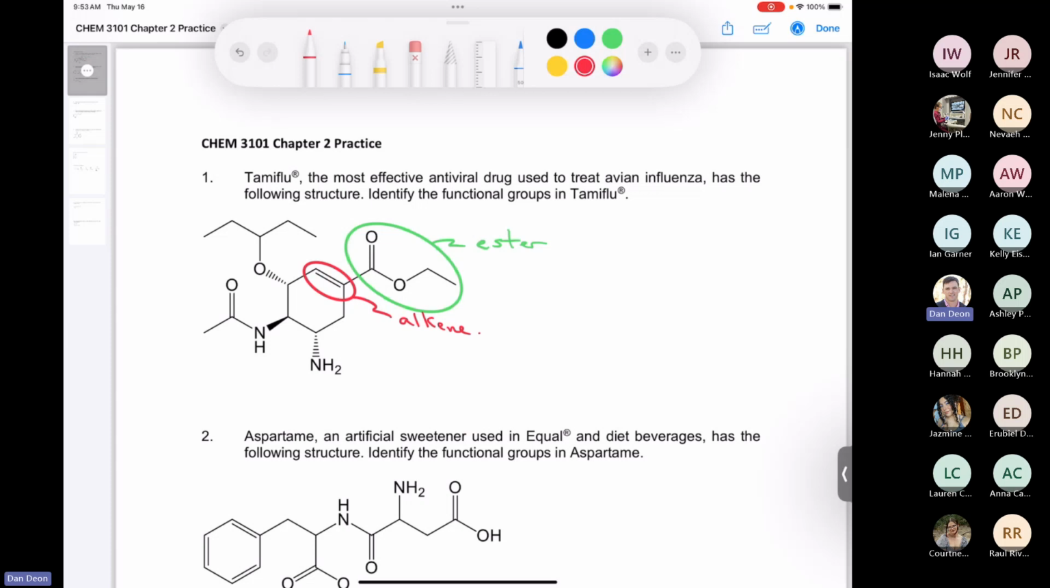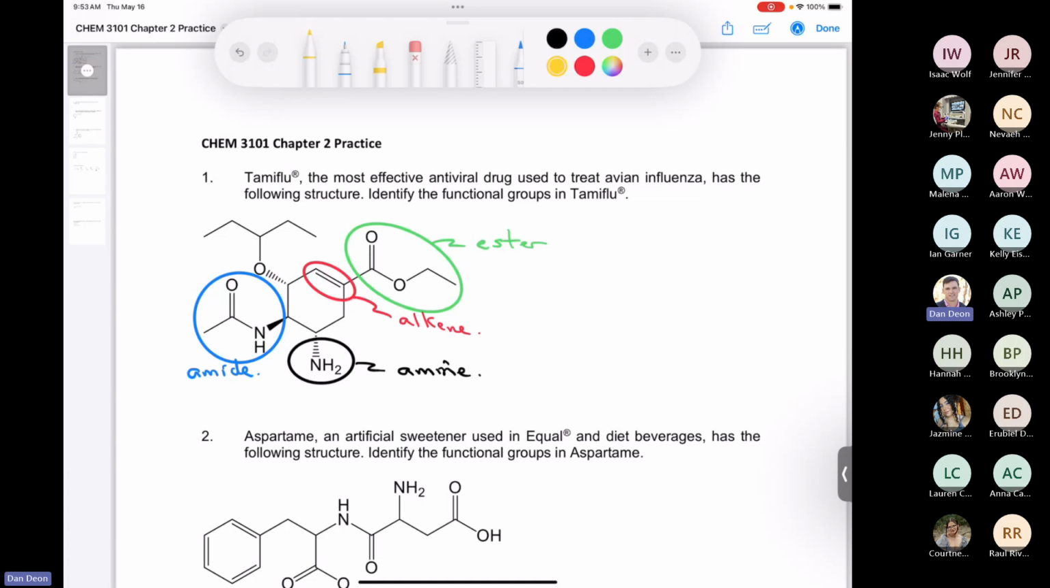What were the other ones? An amide. Yes, absolutely. There's a beautiful amide right here. Yeah, that would be an amide. So amide. There's 2 others. Anybody identify the other ones? Yeah, thanks. There's an amine. Yes, so this is an amine.